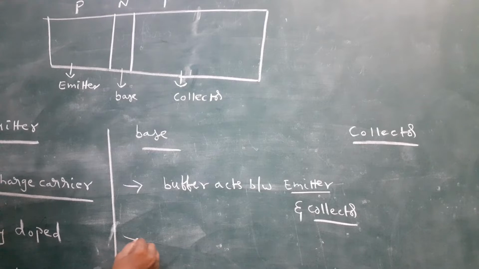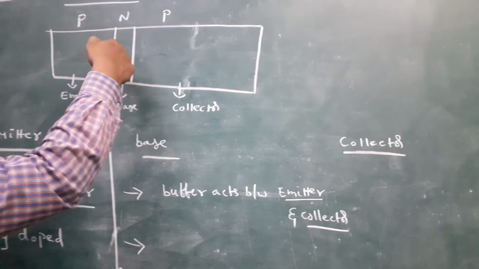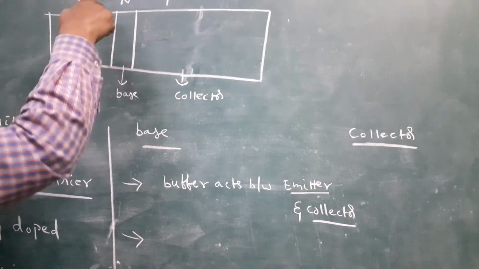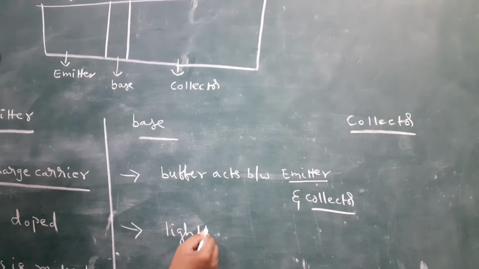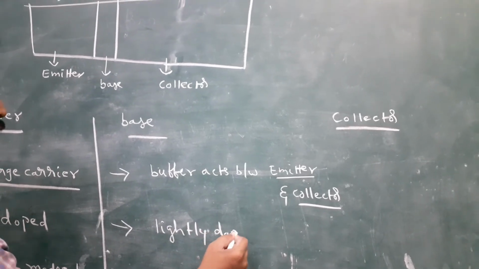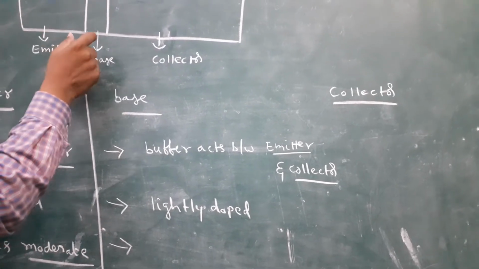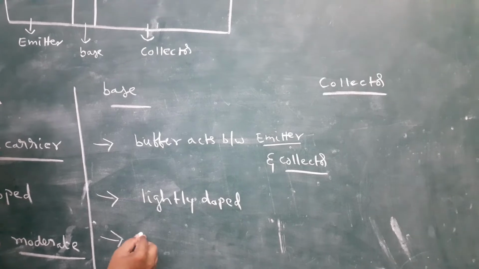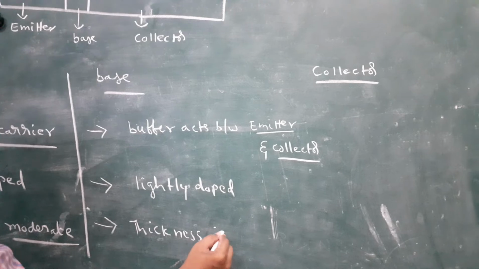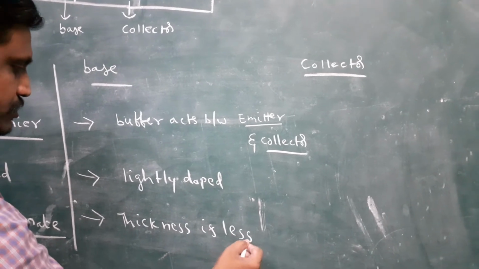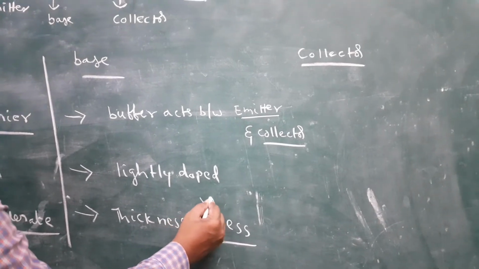Next, here in the base the charge carriers are very few. That means it is very lightly doped. Next, according to the diagram, the thickness of the base region is also very less.